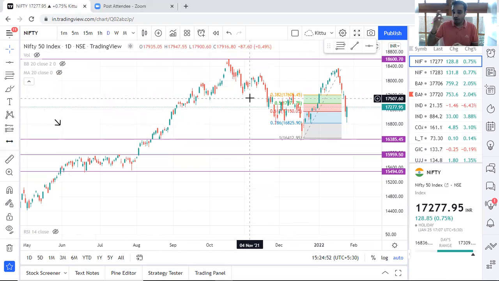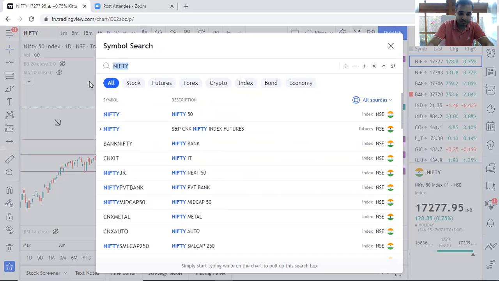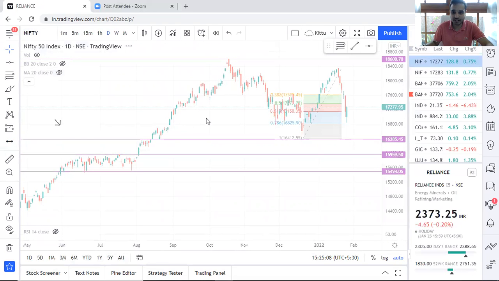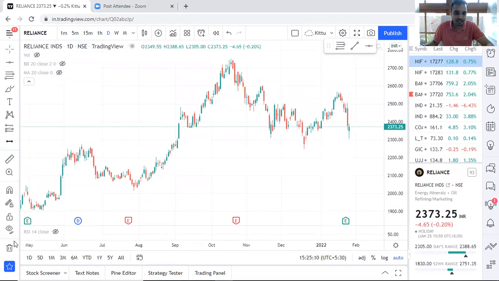And third one, I want to give one more nugget, in investing, the power of that zone. Let's go to one of the stocks, Reliance Industries. Let us see this. Let's go to the history.